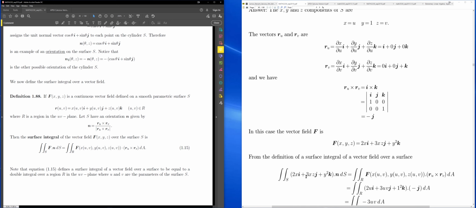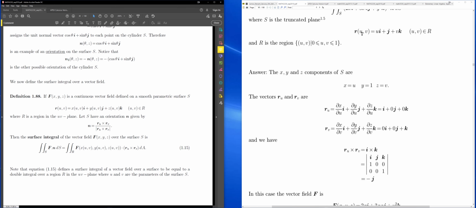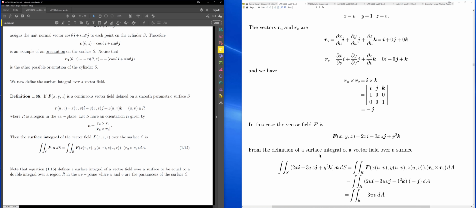if you have your vector field here, part of working out the surface integral is where you have the x, the y, and the z here, you replace them by the component functions that come from your parametric surface. Okay, so the x is equal to u, the y is equal to 1, and the z is equal to v. That's coming from your parametric surface. So you put that in over here for your vector field. So that is what this is saying over here.